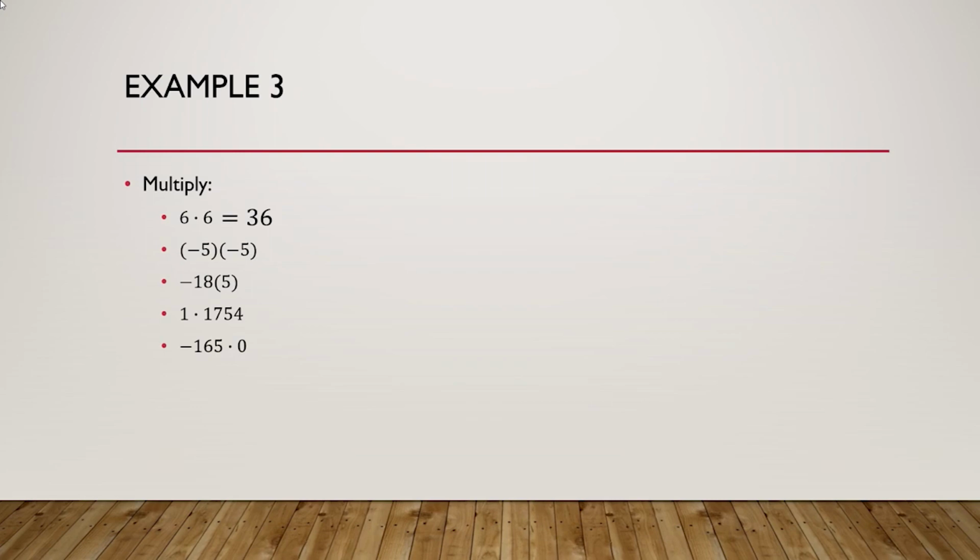Negative 5 times a negative 6. Ignore the signs, so it'd be 5 times 5, which is 25. And since the signs are the same, it's going to be positive. Negative 18 times 5. Calculate the numbers first. So 18 times 5 is 90. And since the signs are different, it's going to be a negative 90.